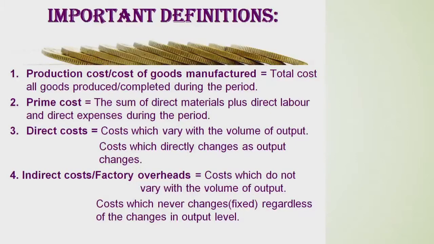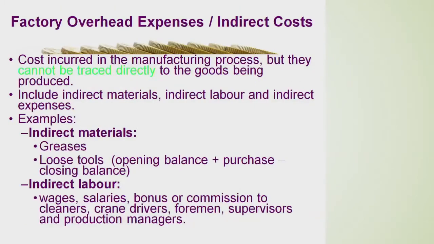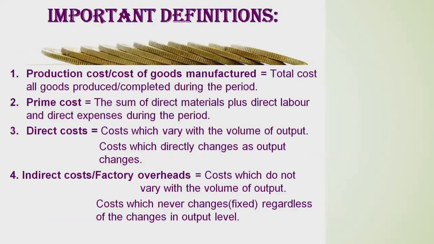Important definitions. Production cost, cost of goods: total cost of all goods produced, completed during the period. Prime cost: the sum of direct material, direct labor, and direct expenses. A prime cost, 1, 2, 3, if they are added together. Those 1, 2, 3, direct material, direct labor, direct expenses, give us a prime cost. Okay, direct cost: costs which vary with the volume of output. Cost which directly changes as output changes.